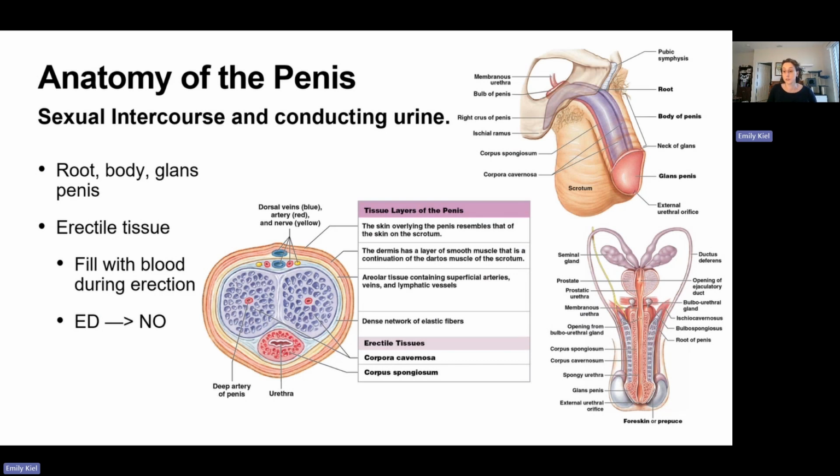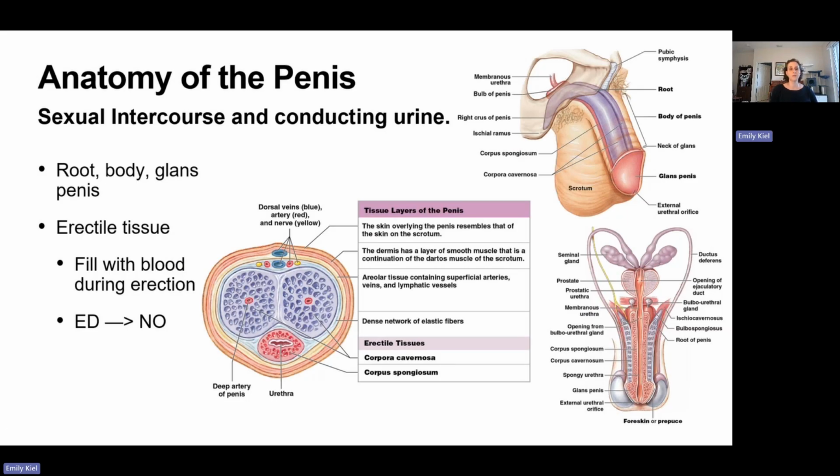The penis is used for sexual intercourse as well as for conducting urine out of the body. It has several parts. You have the root, the body of the penis, and then the glans penis, otherwise known as the head. Between the body and the glans, you have an area known as the neck of the glans. And you can see the external urethral orifice here at the glans area.